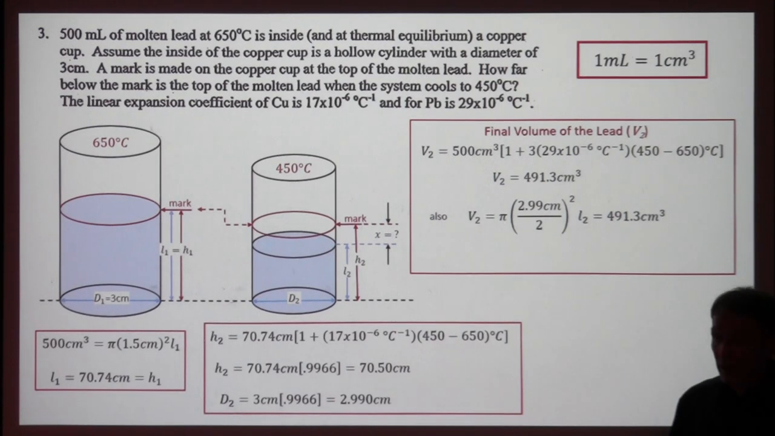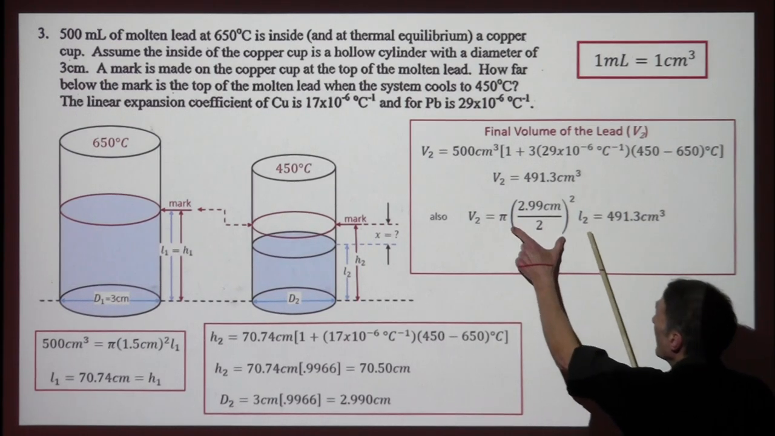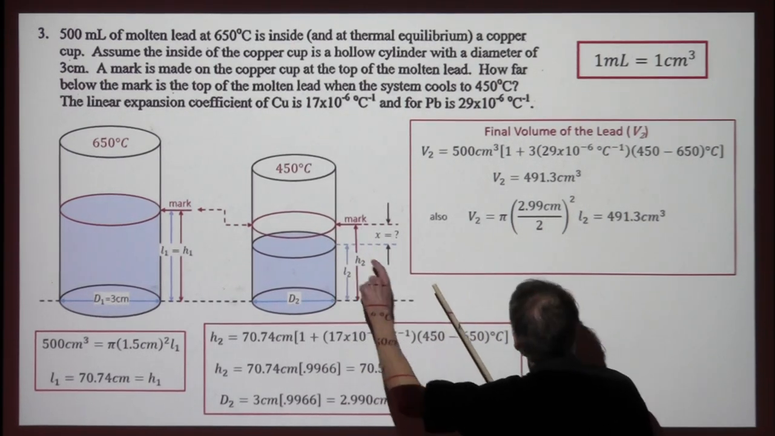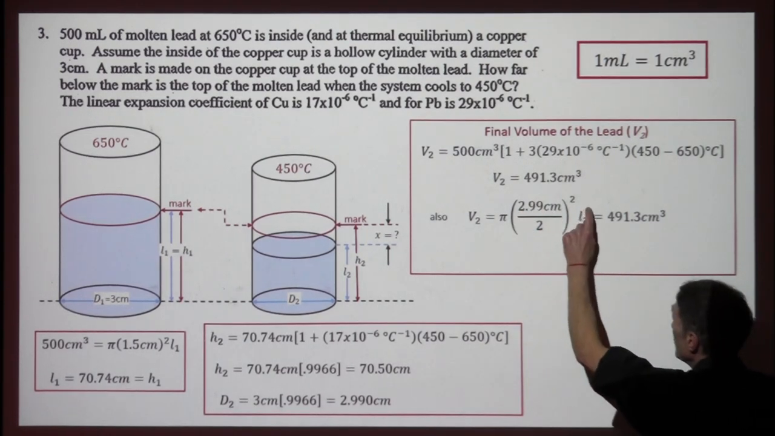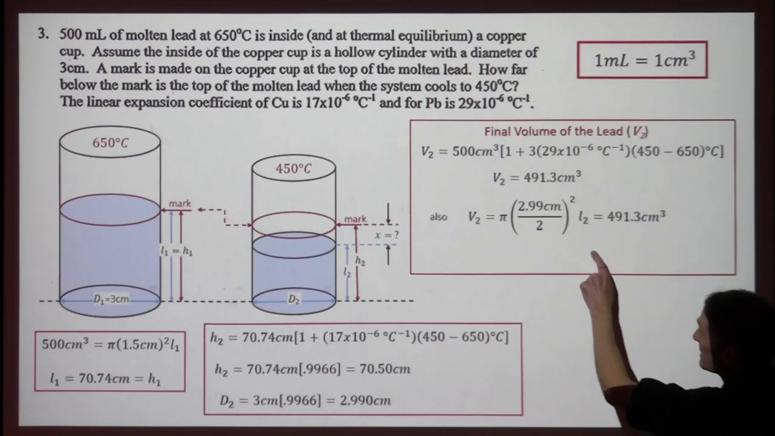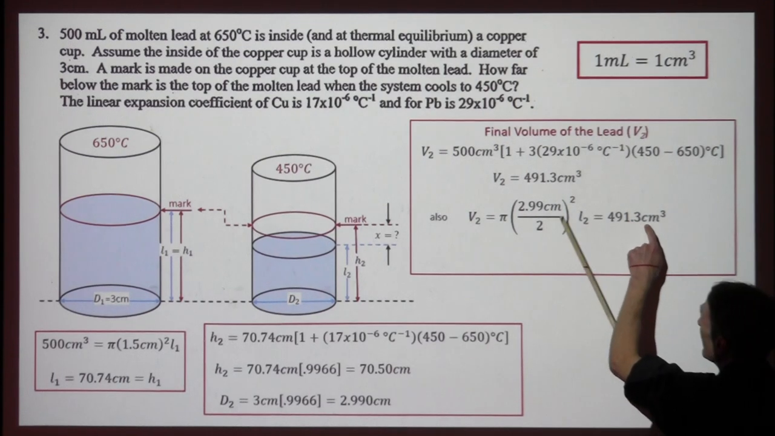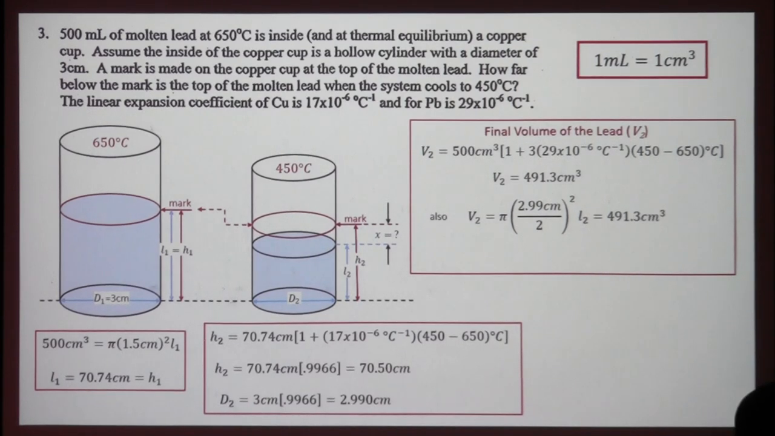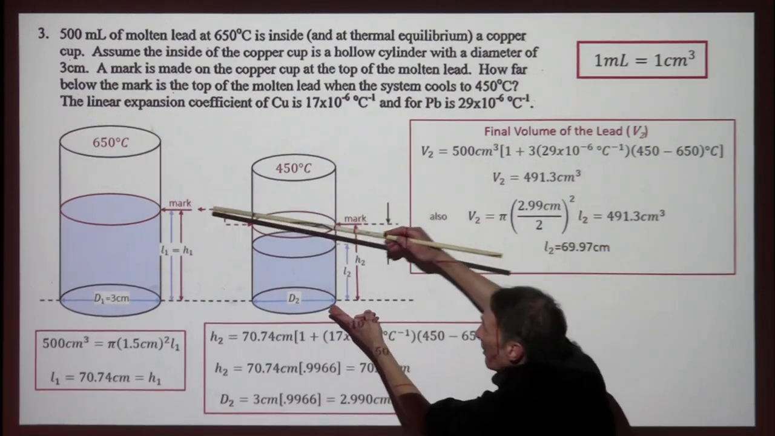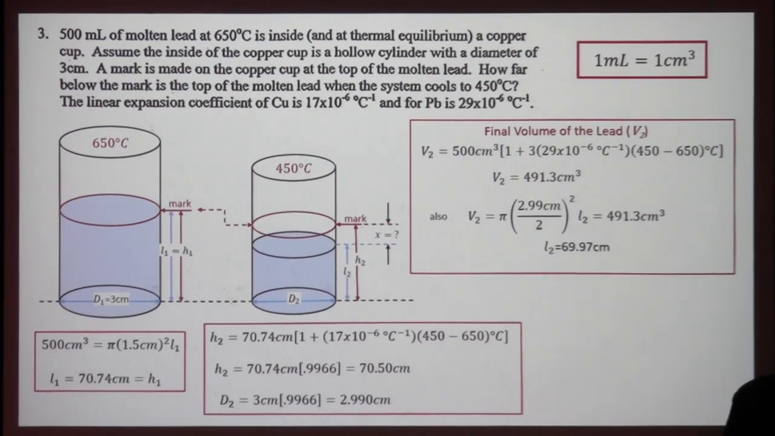So this volume is going to be some height of this lead up here. That volume is going to be pi r squared, diameter divided by 2, squared, times that length, which we don't know yet, but that should be equal to the volume of lead that we expect to have when we cool it. And then we can solve for L2, the length of the lead. It's come down here again from that original length down to L2.